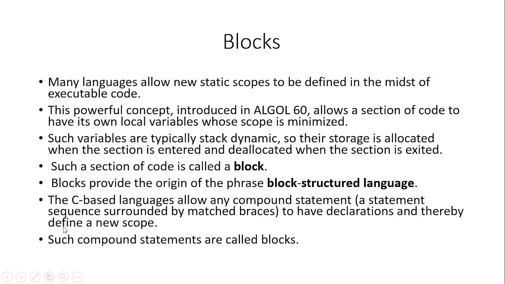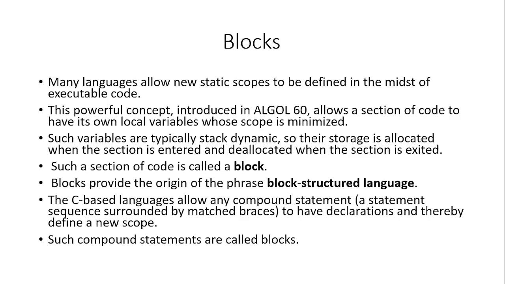So now we look at blocks. When we talk about scopes, we should consider blocks also, along with subprograms. Many languages allow new static scopes to be defined in the midst of executable code. This powerful concept, introduced in Algol 60, allows a section of code to have its own local variables whose scope is minimized. Such variables are typically stack dynamic, so their storage is allocated when the section is entered and deallocated when the section is exited. Such a section of code is called a block.